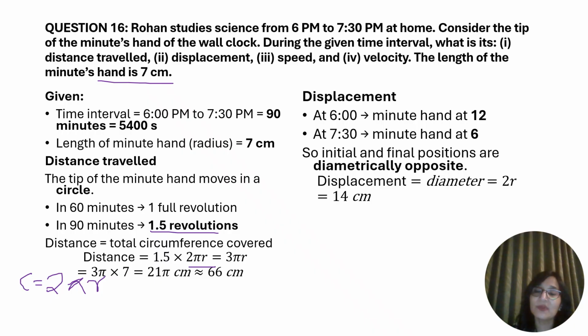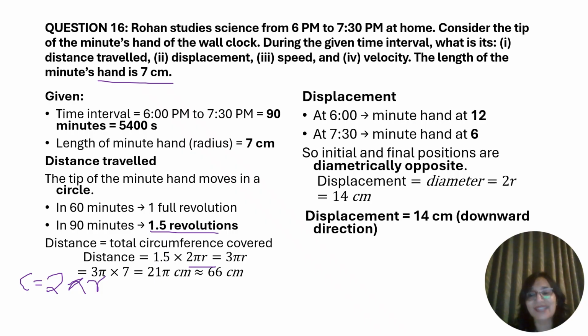So what is the displacement here? Diameter is 2r. Why did we take 2r? Because the diameter is twice the radius. So 2 into r, and what is the radius? That is 2 into 7, which is 14 centimeters. So the displacement is 14 centimeters, in the downward direction.